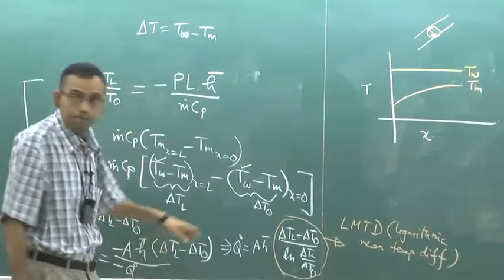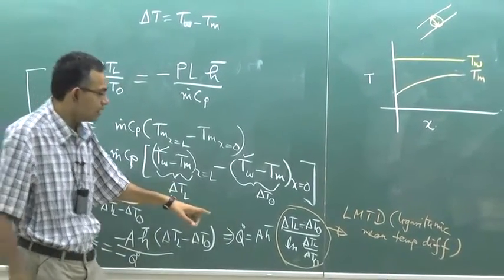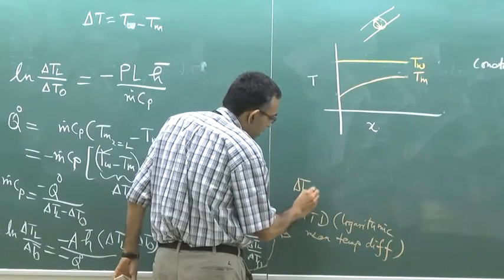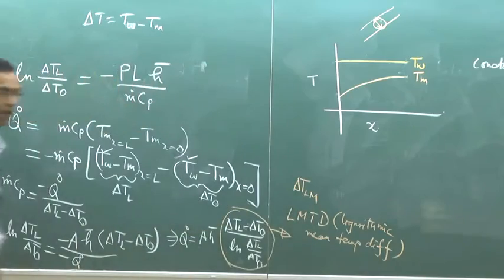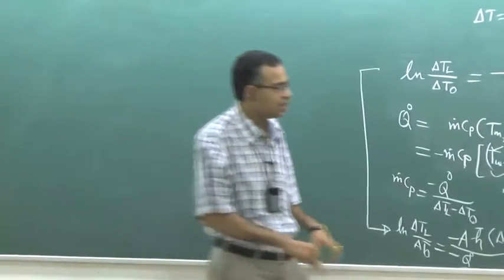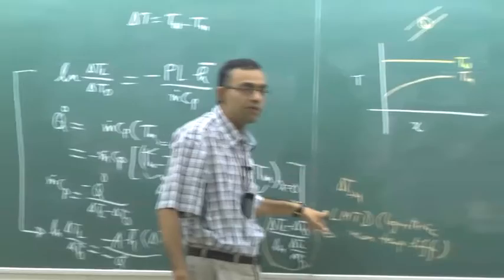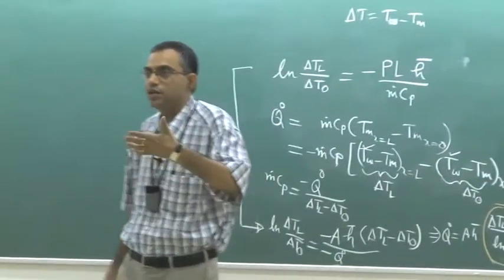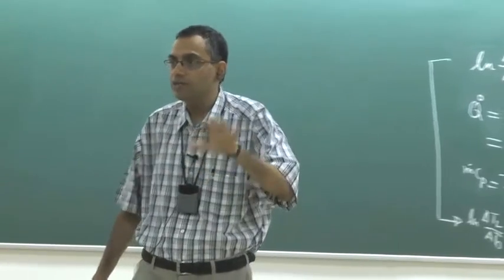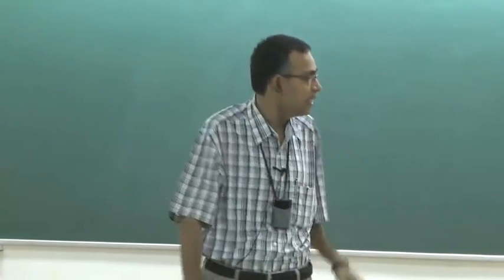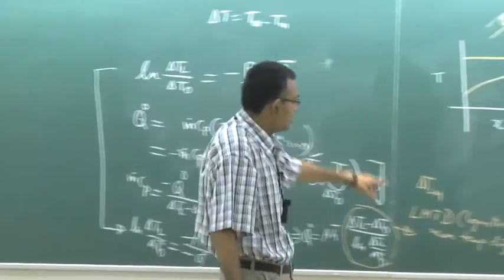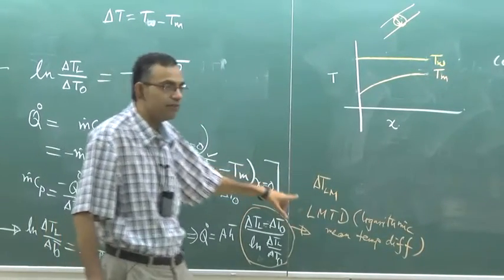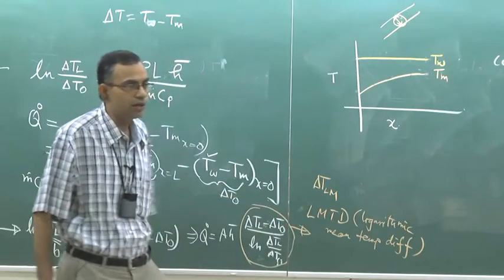So to summarize, sometimes in short form this is written as delta T Lm, logarithmic mean temperature difference. This is just a short form, but it is a very important parameter. In one of the later chapters on heat exchangers, a very important topic for practical engineering applications, this terminology will come over and again. So please make a note of this very important terminology.